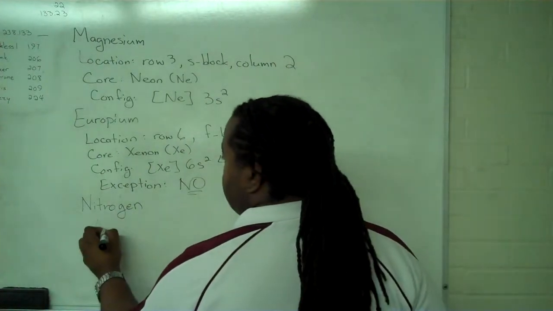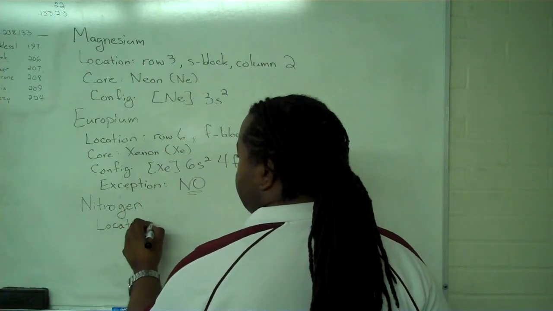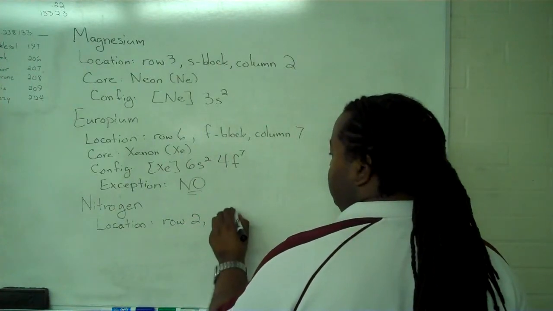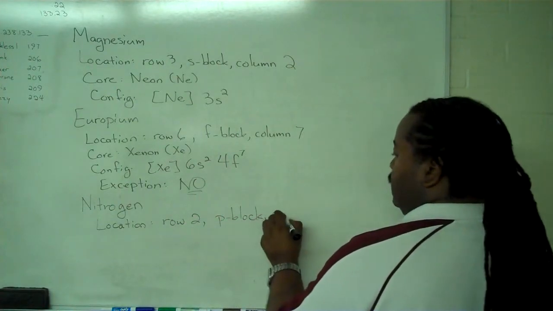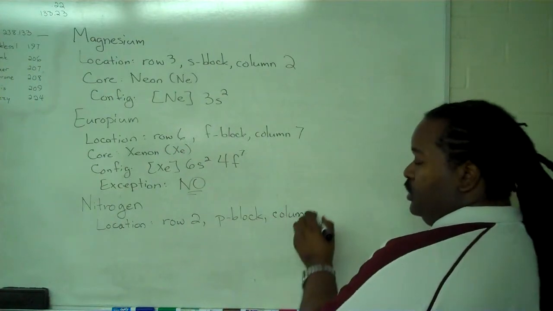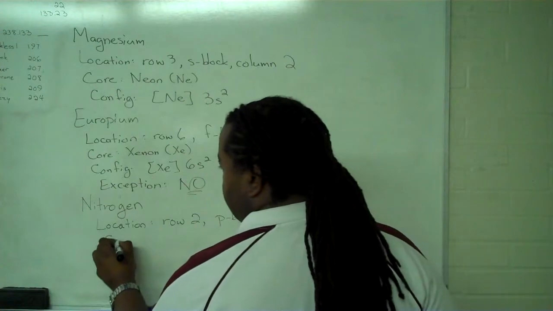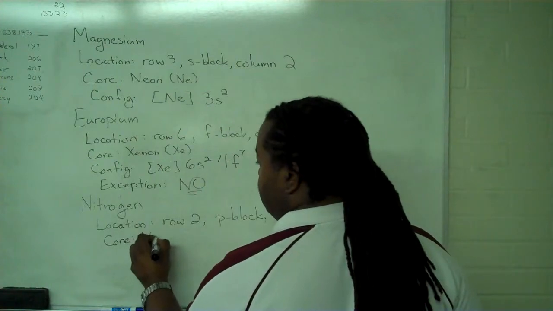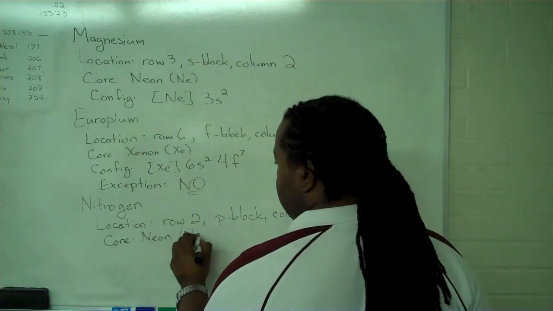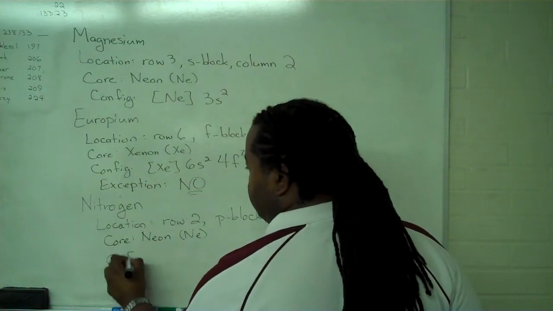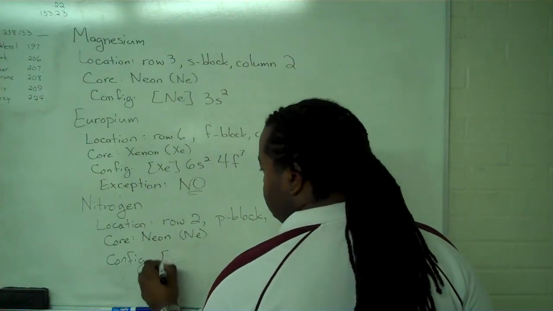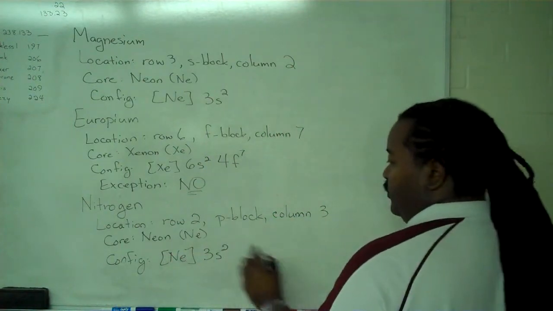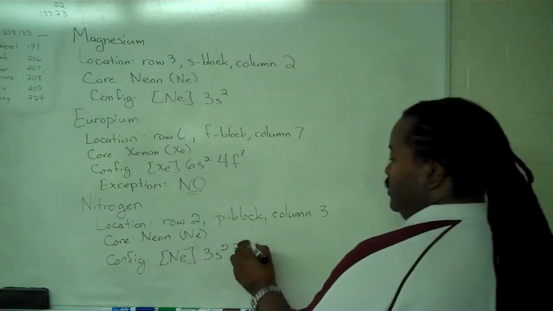Finally, we have nitrogen. The location is in the second row. It's in the P block, and it is in column number 3. Looking on the periodic chart, we find that the core here is neon. And its configuration then: neon core. According to alpha, we start with 2s, fill that completely, and then we get to 2p3.